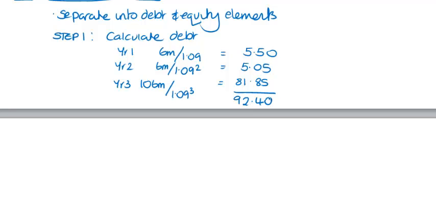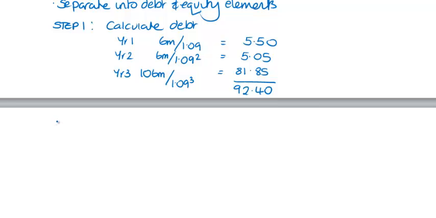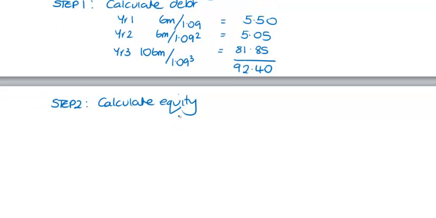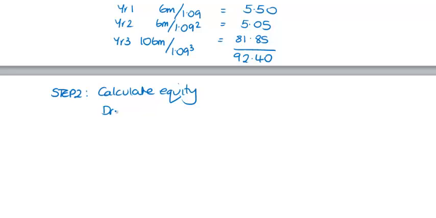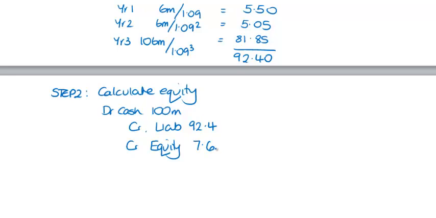So that gives us a figure of 92.4 million. Step 2: we calculate the equity. So we're going to receive cash of 100 million, credit the liability 92.4, and we're going to credit equity with the balance, which is 7.6 million.